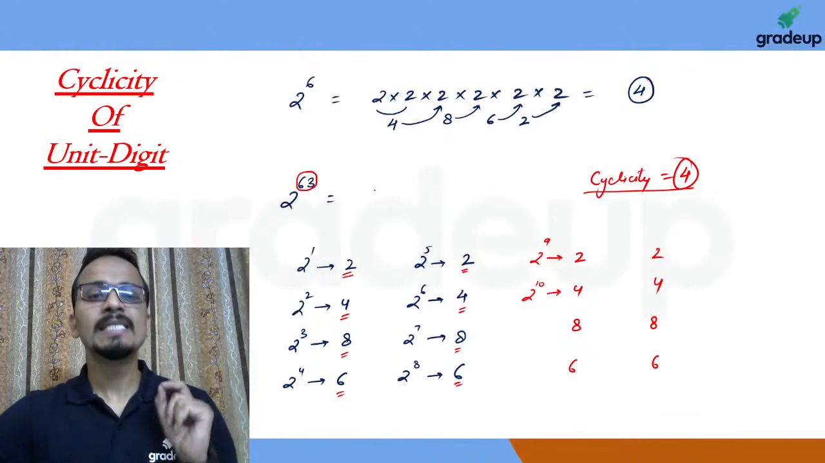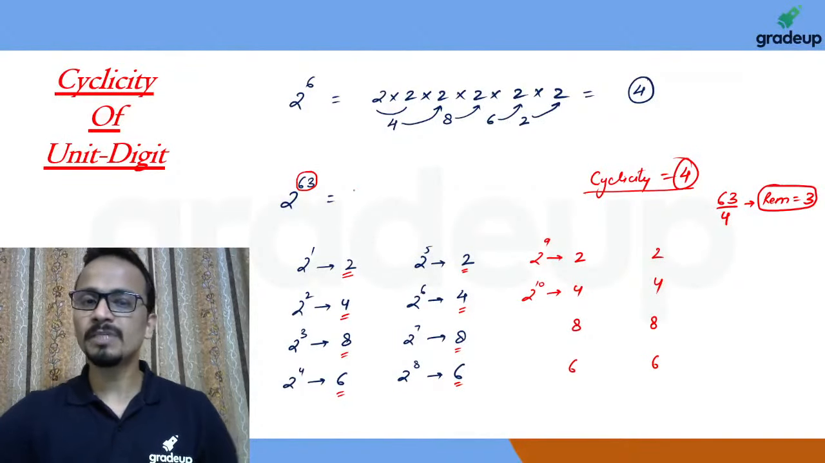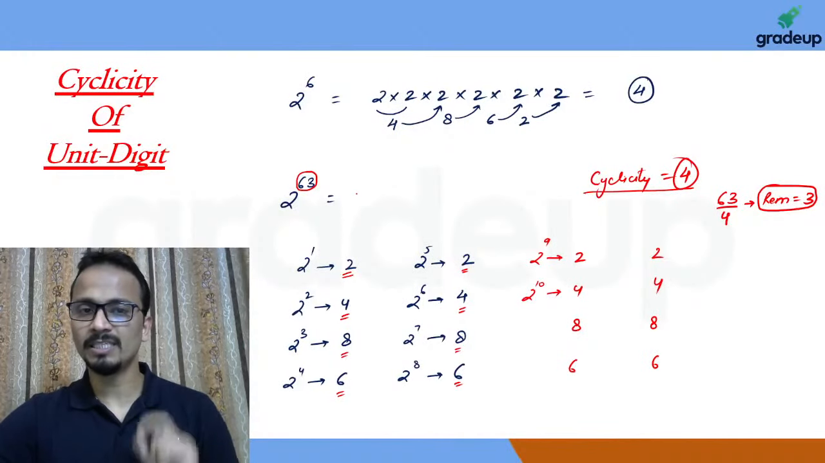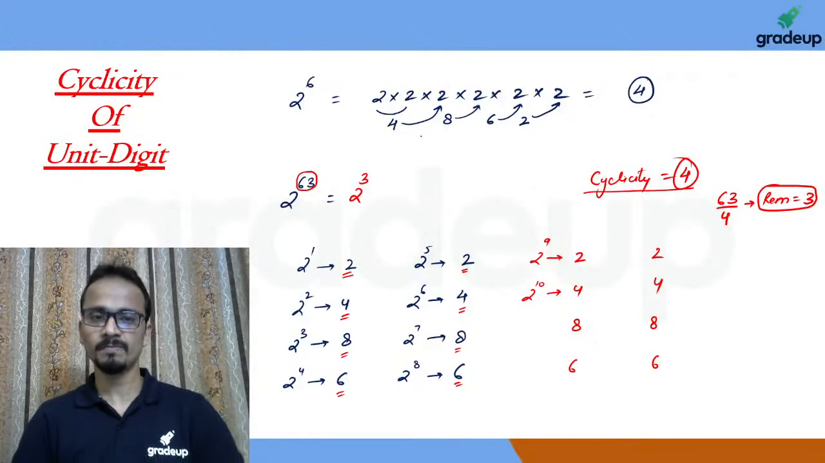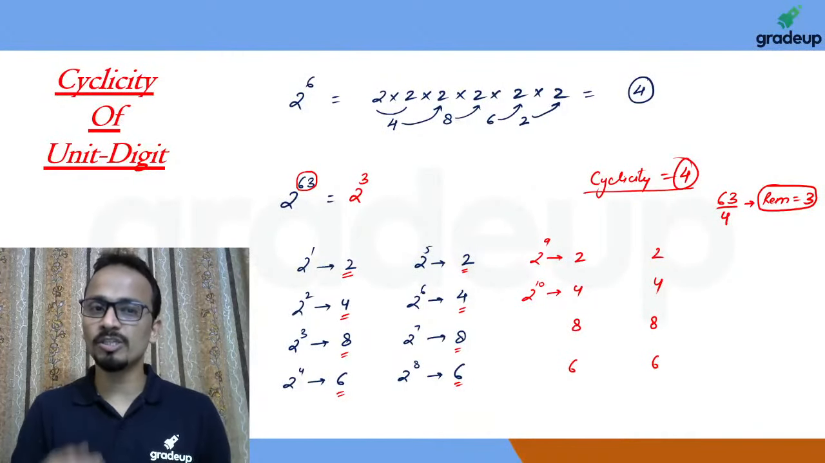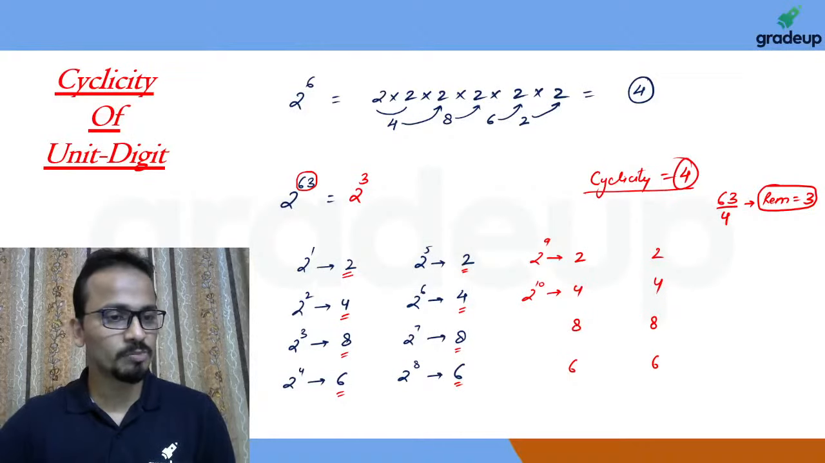So I can say that 63 when divided by 4, the remainder is equal to 3. All right. That means up till the 60th power, up till 2 raised to the power 60, the unit digit will keep on repeating. And the unit digit of 2 raised to the power 63 can be calculated by calculating the unit digit of 2 raised to the power 3. So whatever powers are up till 60, they will keep on showing the repetition because 60 is a multiple of 4.